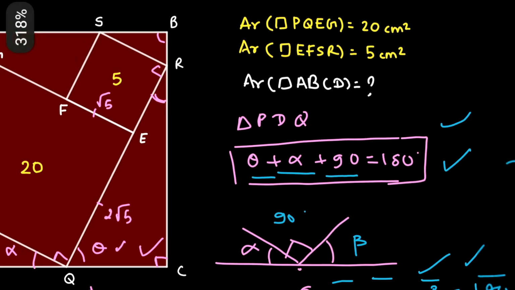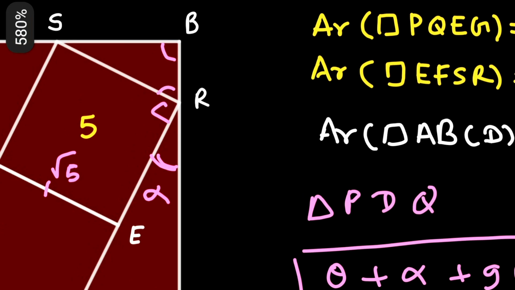So again, take help of this equation, theta plus alpha plus 90 equals 180. So for this right angle triangle, if we apply the angle sum property, the value of this angle will turn out to be simply alpha. Again, we have a straight line, one angle is alpha, the other is 90. Therefore this third angle would be equal to theta.